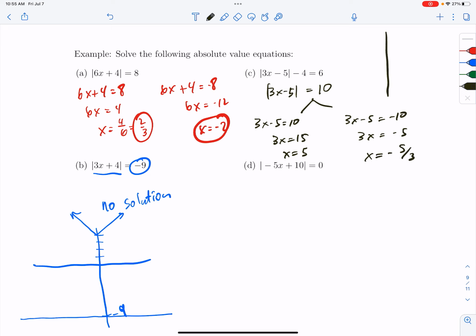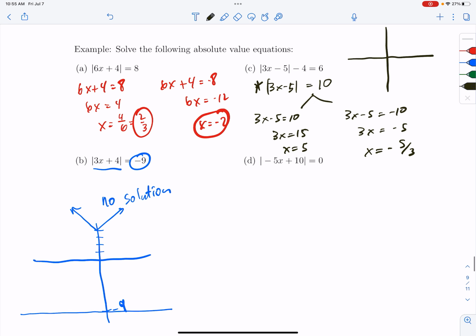Visually, if we were to graph this, I want to see this thing right here. 3x minus 5, when is that equal to 10? So 3x minus 5, I know that's going to be down 5 over here, and then it's going to hit 10 right here, so I can see those are going to be the two solutions. So 5 and -5/3. Not precise, but that's the idea. That V-shaped graph hits the line 10 at two spots.